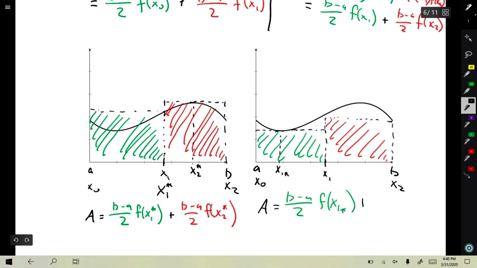For the second rectangle, again, we're going to have the base being this length b minus a over 2, and its height is going to be f of the minimizing value, which we should call x2 lower star. So we have f of x2 lower star there.